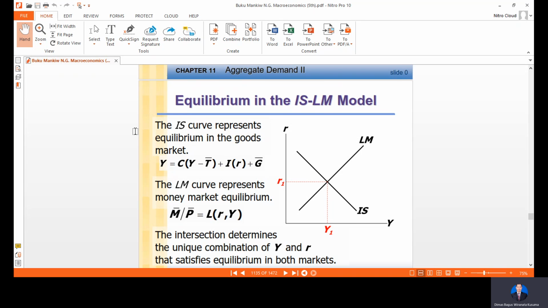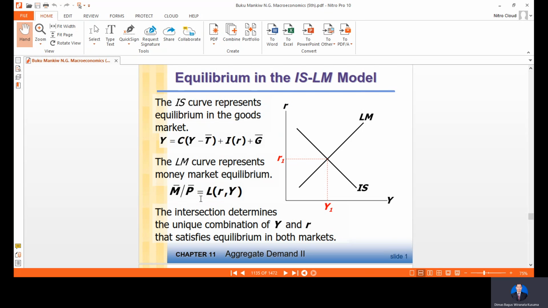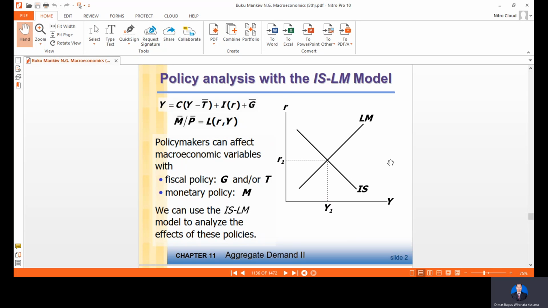in the goods market. The shape of the IS is negatively sloped, or it looks like the demand side, and it has this equation. And the LM curve represents the money market equilibrium, or it looks like the supply side. And the intersection determines the unique combination of Y and R that satisfies equilibrium in both markets. You can see from the next slide.